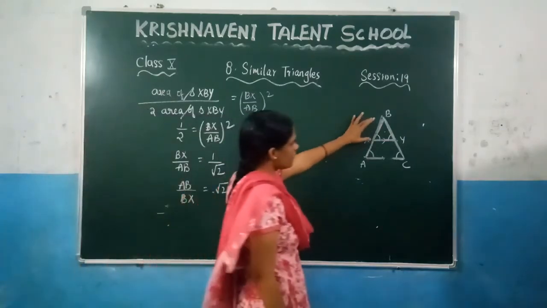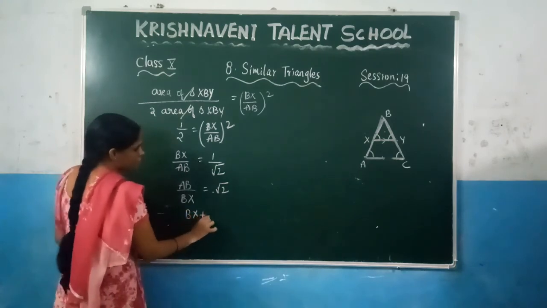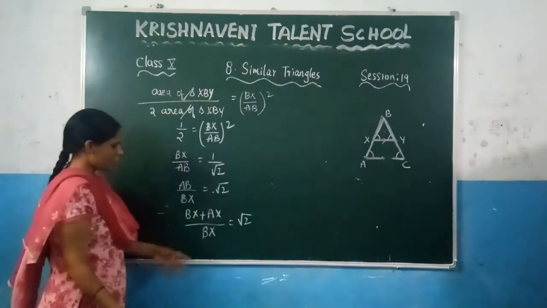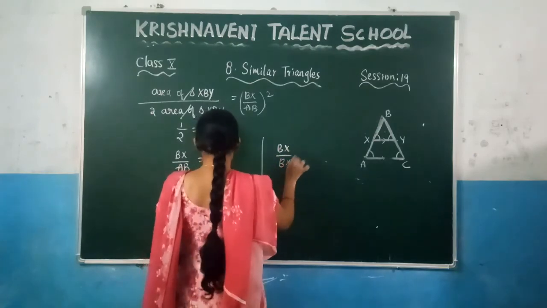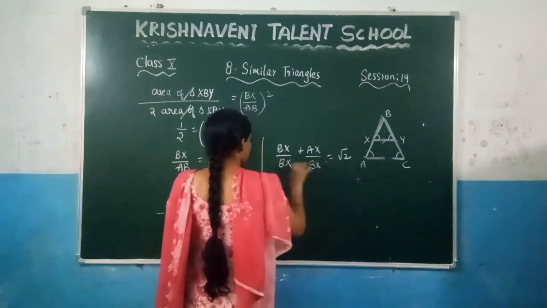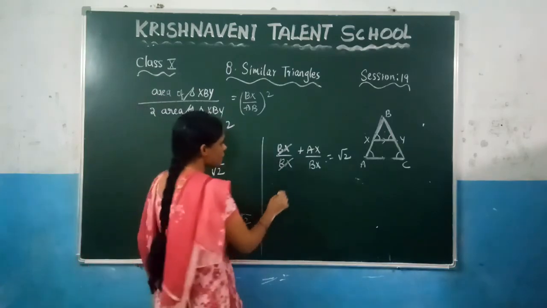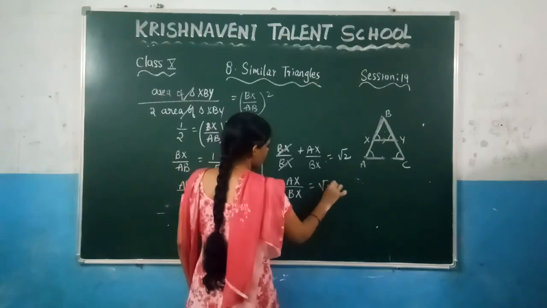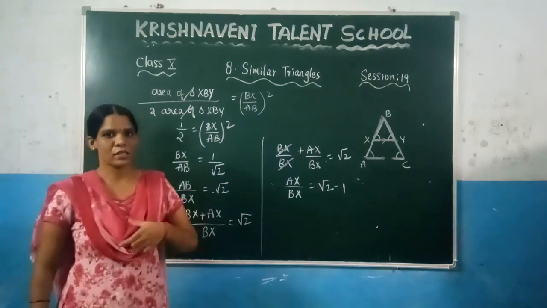AB you can write as BX plus AX. So write it here: BX plus AX by BX is equal to root 2. Again separate these two things so that you will get BX by BX plus AX by BX is equal to root 2. This one will get cancelled so that you will get 1. If you take 1 to the other side, it becomes minus 1, so that you will get AX by BX is equal to root 2 minus 1. Right? This is the problem. In the next class, we are going to discuss the next problem.